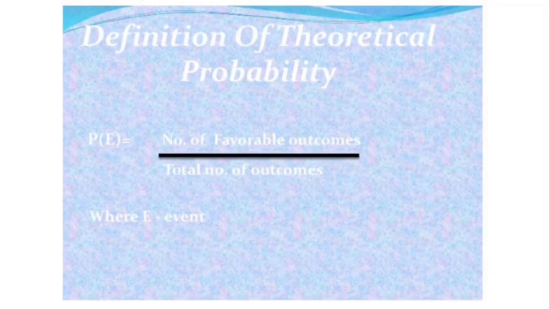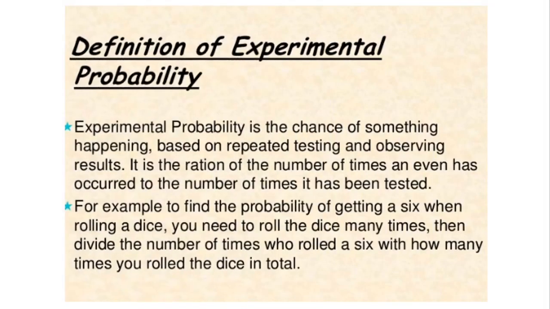Now the definition for probability is: probability of E, that is P of E, is equal to the number of favorable outcomes or possible outcomes divided by the total number of outcomes, where E means an event. So we have two types of probabilities. One is experimental probability, another one is theoretical probability. Experimental probability is used while doing some experiments.